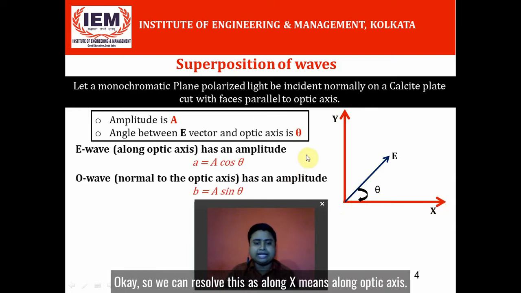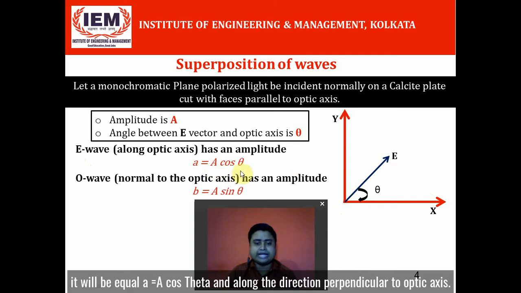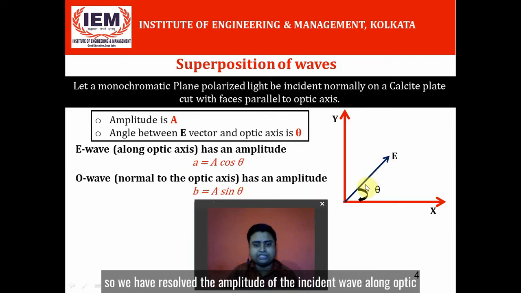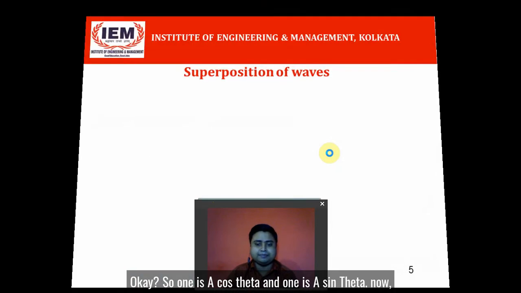We can resolve this: along x, meaning along the optic axis, it will be the extraordinary wave, the E wave, with amplitude A equal to capital A cos theta. Along the direction perpendicular to the optic axis it will be the O ray, with B equal to capital A sin theta. So we have resolved the amplitude of the incident wave along the optic axis and perpendicular to it: one is A cos theta and one is A sin theta.